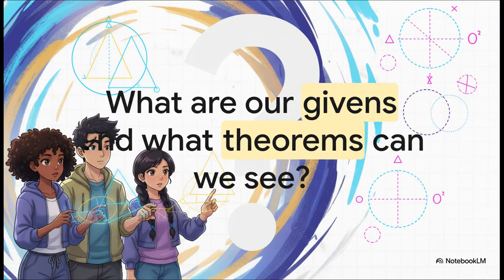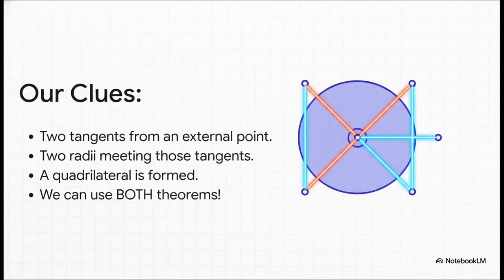Okay, playbook steps 1 and 2. Analyze and identify. Let's look really closely. What are the facts? What did they give us? And what shapes and lines can we spot that might be clues? So let's list our clues like a detective. 1, we definitely have 2 tangent lines coming from that one point outside the circle. 2, we see 2 radii touching those tangents.